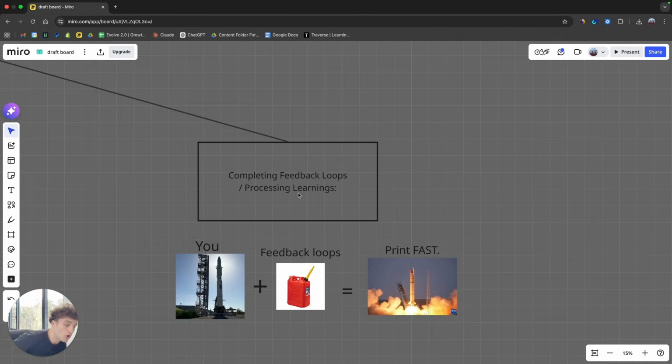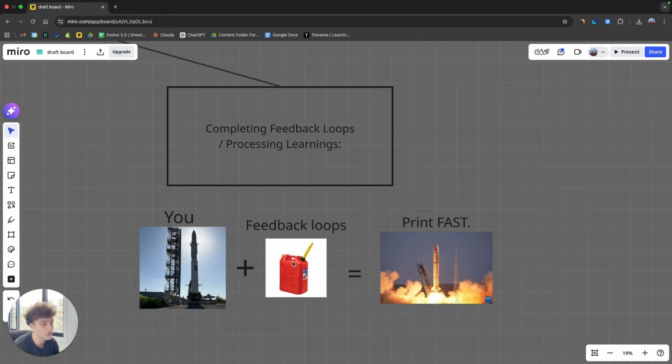All right. Now moving on to the third stage of understanding our customer, and also quite possibly the most misunderstood concept in ecom: completing feedback loops and processing learnings. If I had a chart on how many times I've been asked this question, it would probably be in the hundreds, because so many people don't understand it. So I'm going to break this down as best as I possibly can. So you and feedback loops equals printing insanely fast.